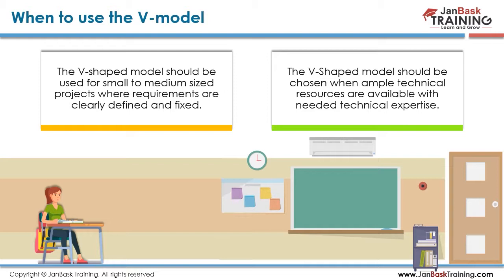So the V-shaped model should be chosen when technical resources and technical expertise are needed. In that model, we're going to have technical scientists and technically skilled people who clearly have the ideas about it. And there is no change in requirements coming in.